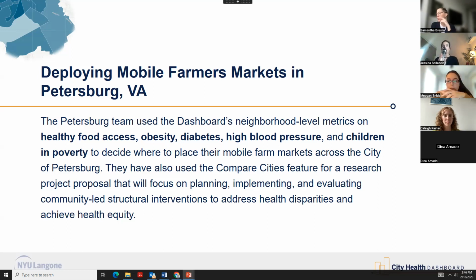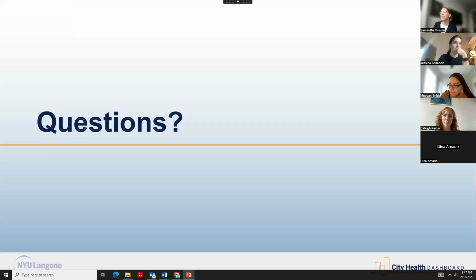And they've also used the Compare Cities feature. They were doing a research proposal about various community-led interventions, and they wanted to compare themselves to a neighboring community to make the case for the programs and the research that they wanted to implement in Petersburg. And so that is the last of the use cases.